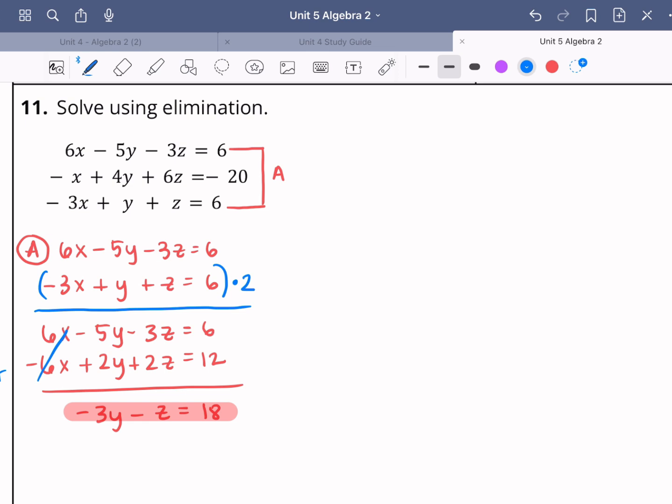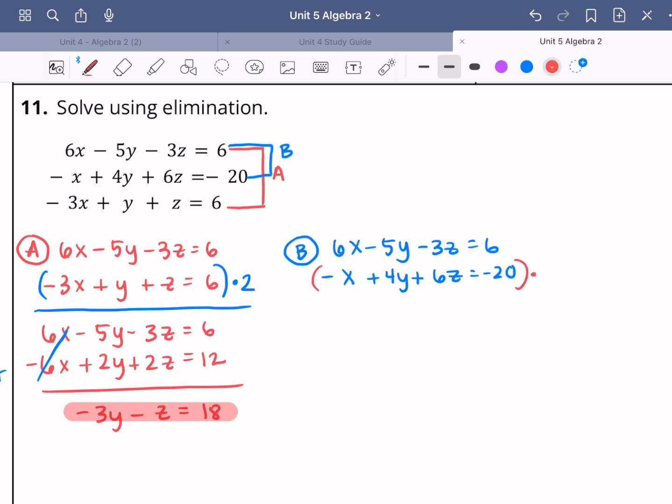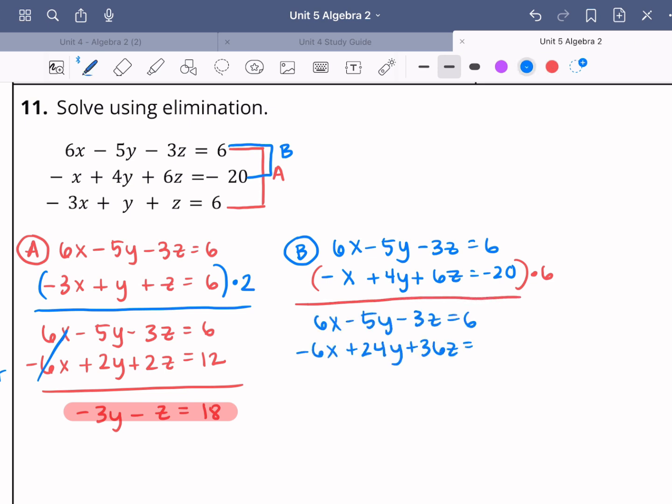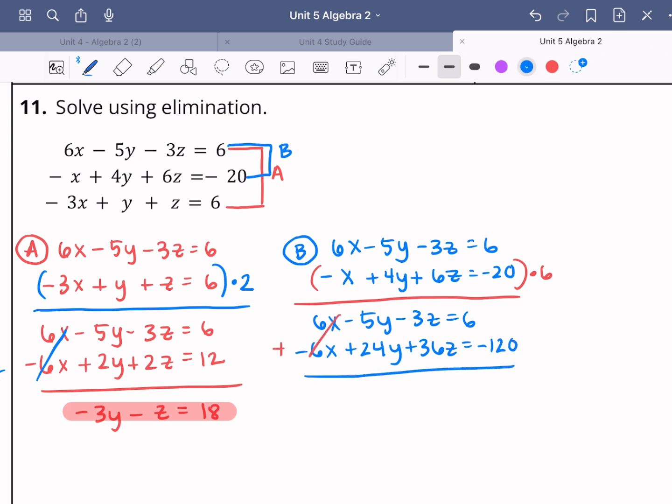Now, you can choose any two again, but we have to make sure we use the second one since we haven't used it yet. And I am going to have to cancel the x's again since that's what I did the first time. So I think I'm actually just going to do the first one again with the second one. And so this is how I'm going to get my equation B. I'm going to multiply the second equation by 6 so that I can get the x's to cancel. But I end up having 19y plus 33z equals -114.